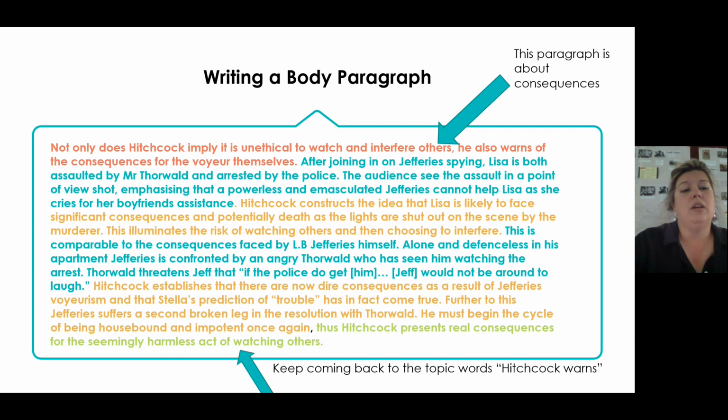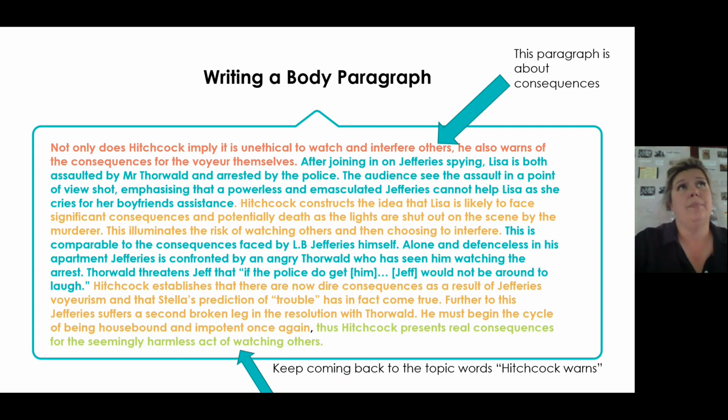Not only does Hitchcock imply it is unethical to watch and interfere with others, he also warns the consequences for the voyeur themselves. So from reading that sentence, I know that this paragraph is about the warning of the consequences. I don't hear any character names, I don't see any quotes yet, and I don't see any examples yet.